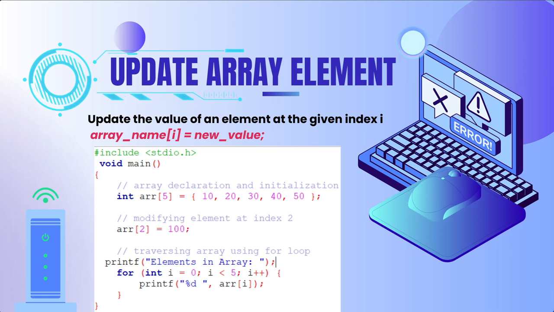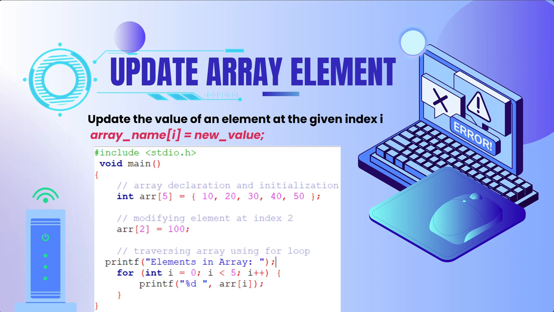update the element of an array with a given index I. So the syntax is array name I equals to new value. We can change the value of a particular element this way. So in this program, let's look at the program.